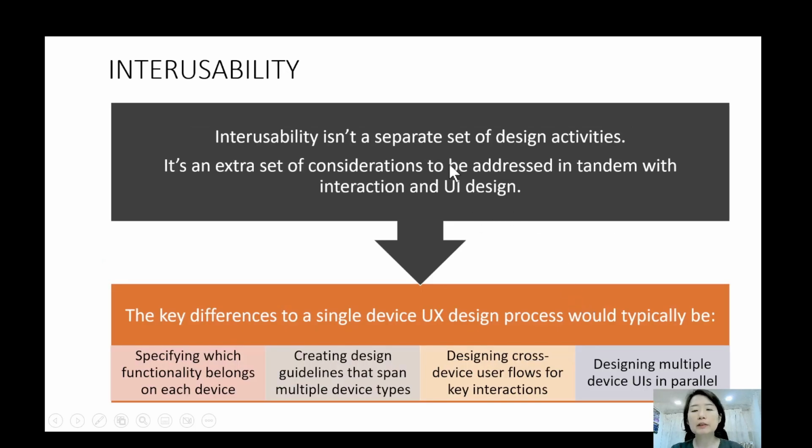Interusability isn't a separate set of design activity, it's an extra set of consideration to be addressed in tandem with interaction and UI design. The key differences to a single device user experience design process would typically be specifying which function belongs on each device, then creating design guidelines that span multiple device types, then designing cross-device user flow for key interaction, and designing multiple device UIs in parallel, because you have many devices.